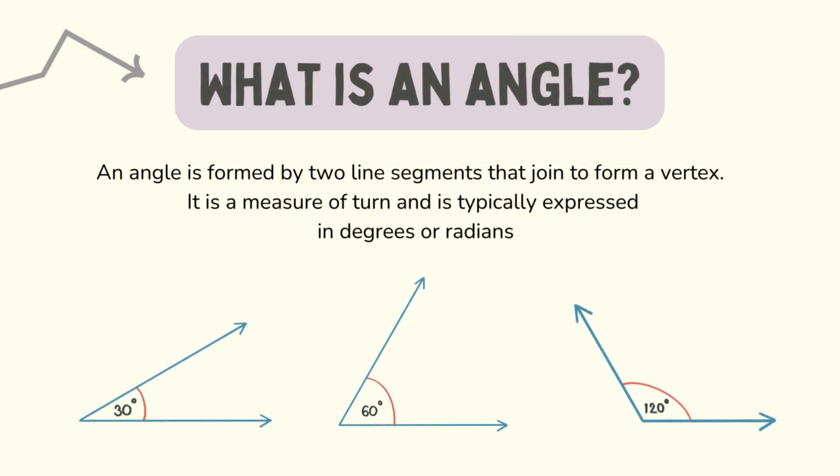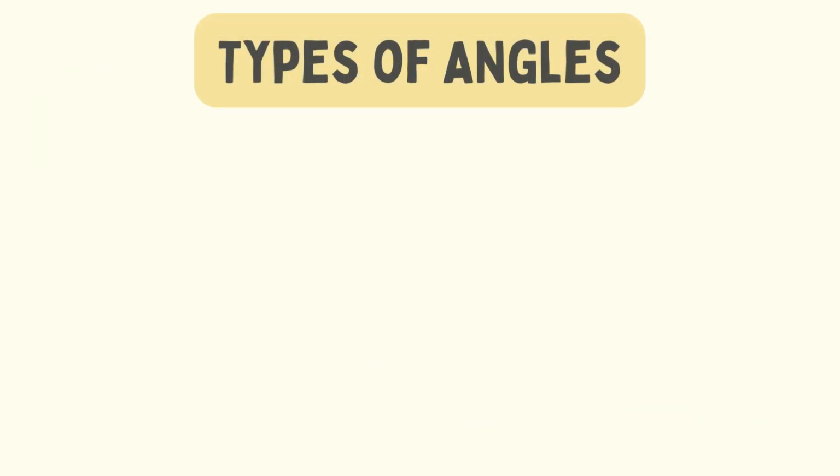What is an angle? An angle is formed by two line segments that join to form a vertex. It is a measure of turn and is typically expressed in degrees or radians. Types of angles.